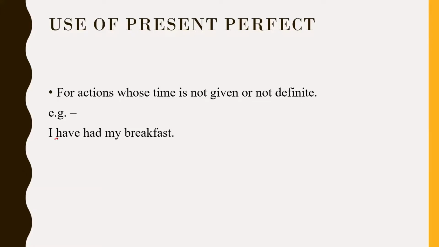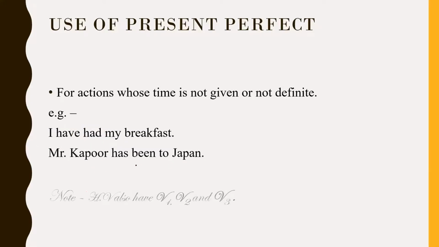Many times in books we see two helping verbs and many times we think that it is wrong, but it is correct. The word have is a helping verb and had is the main verb. Mr. Kapoor has been to Japan. Note, a helping verb also has a first form, second form and third form.